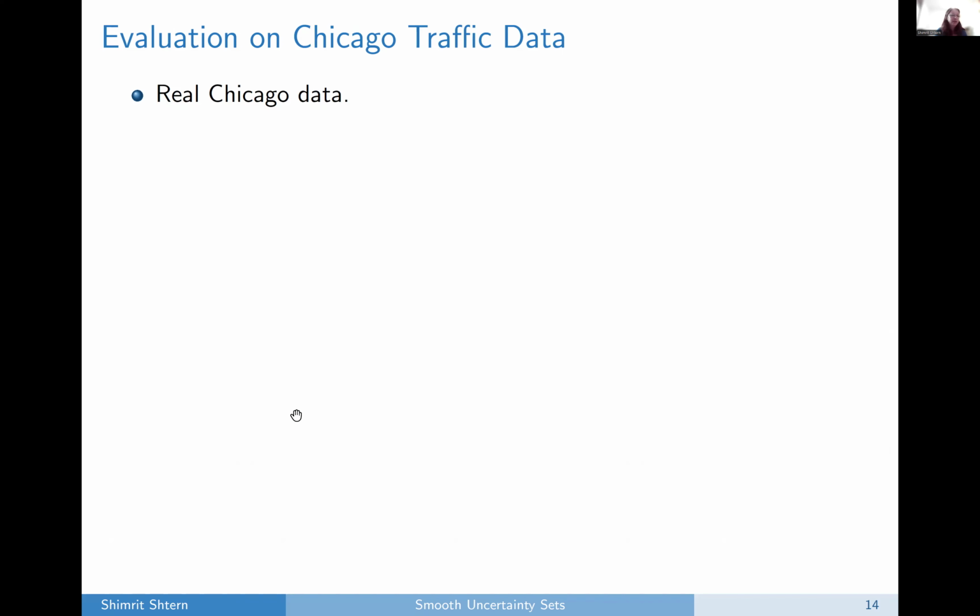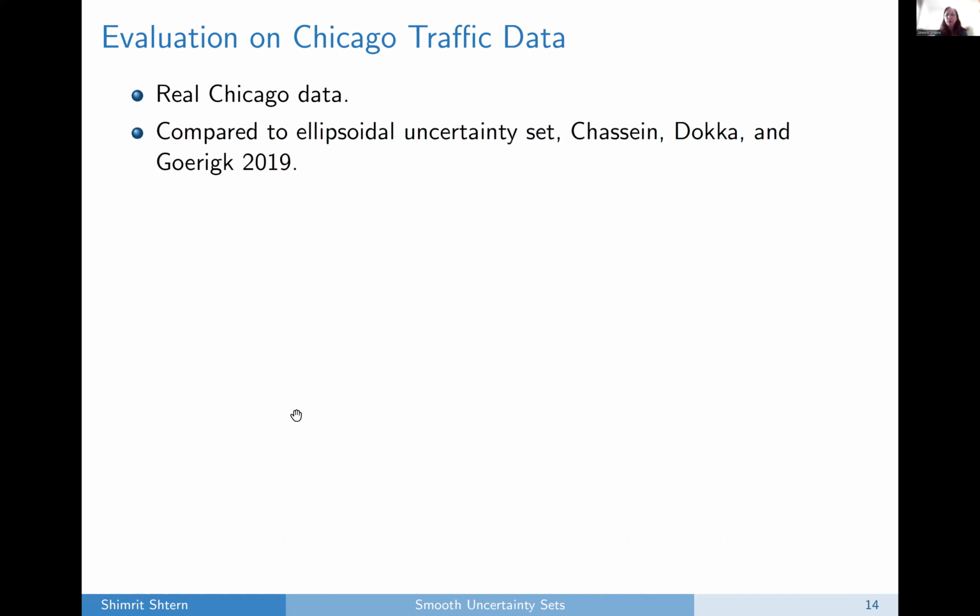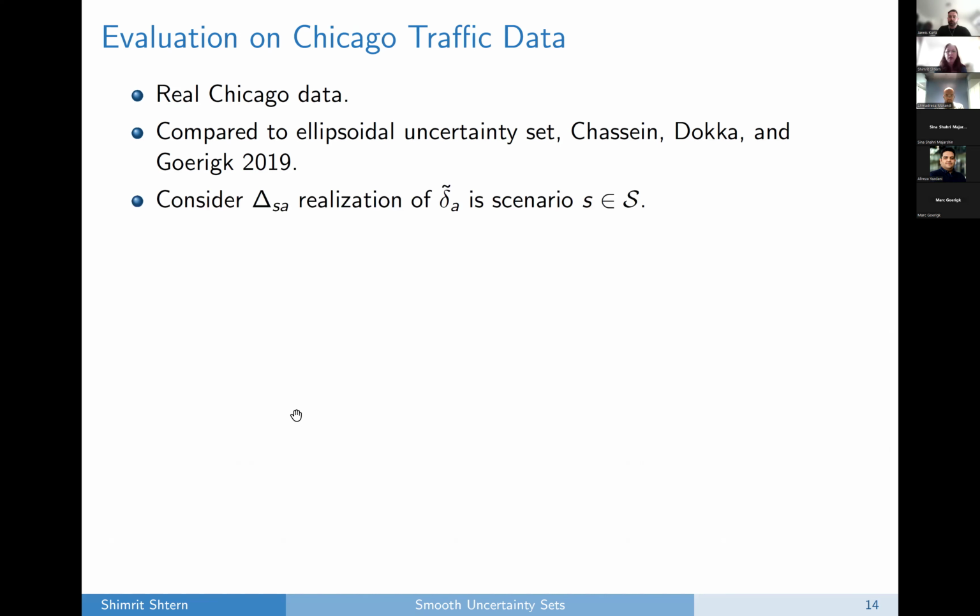And just to illustrate this example for the shortest path, we looked at real Chicago data that was used by Chassain, Doka, and Gurek, who also provided us with this data very graciously. And we compared with the ellipsoid uncertainty set, for which they solved the problem using their dedicated algorithm. And for the smooth uncertainty set, we considered two constructions that are based on the data.